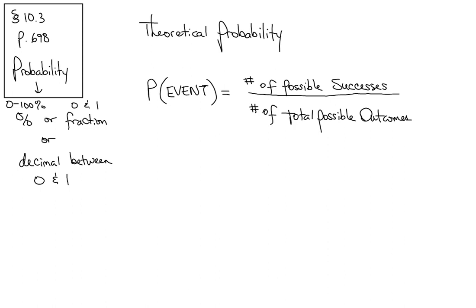Now, this is not the same thing as odds, although it's related to odds. We'll talk about odds in a few minutes. So the number of possible successes divided by the number of total possible outcomes.